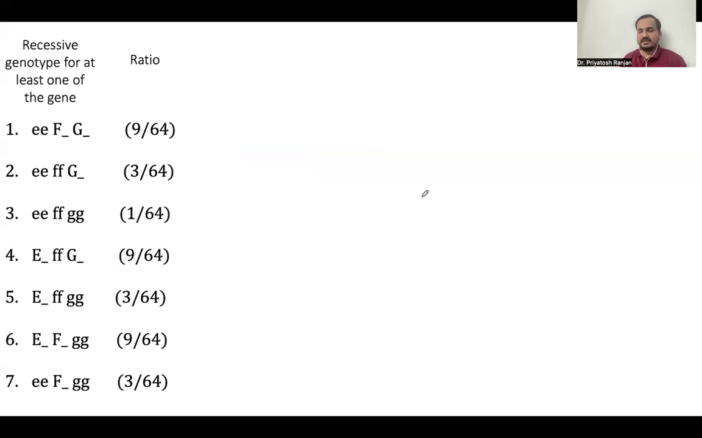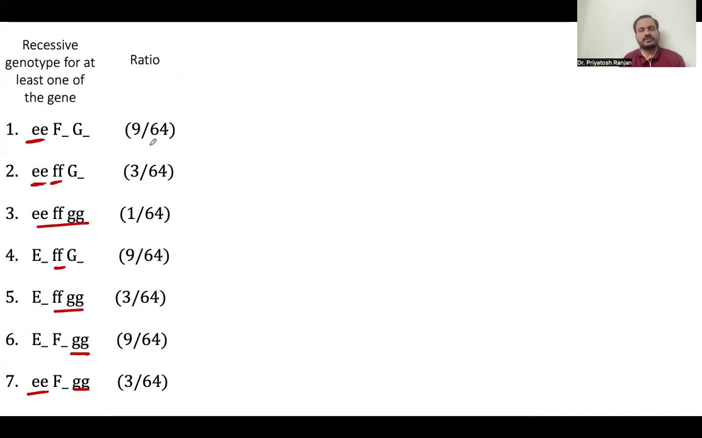Now let's take a longer route. This is what I was talking about. What has been asked in the question is the recessive genotype for at least one of the gene, and the different possibilities of the genotype are small e here, again small e, small f here. Remember, they have asked at least one, could be more than one too. Again, where all the three are recessive, here one, two genes are recessive, and then again one, two genes are recessive, correct? And you just try to calculate the ratio for each of these genotypes. And these are the ratios which you are going to find.